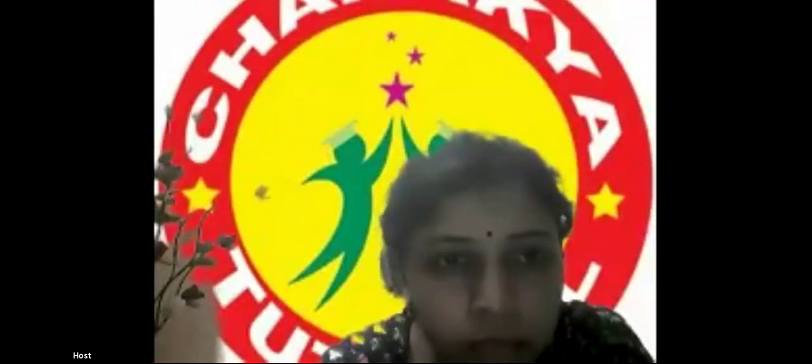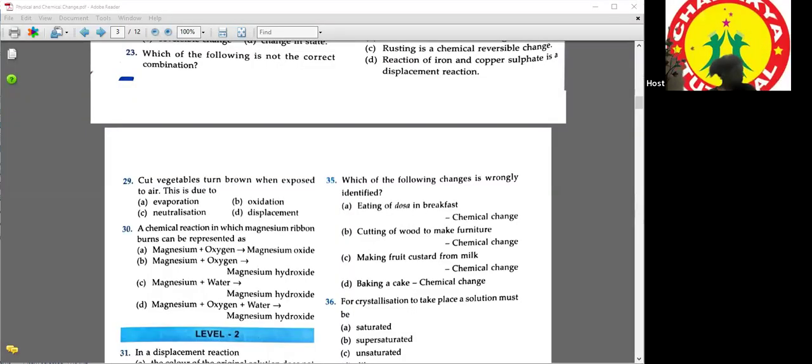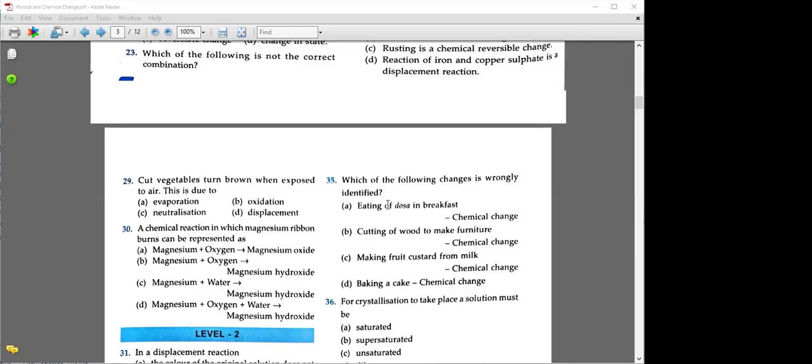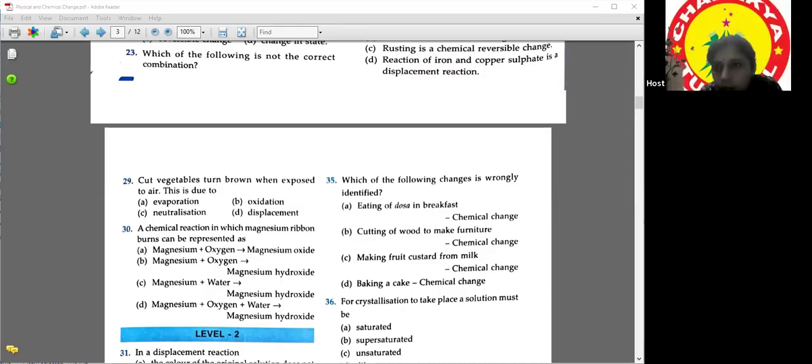The homework was to solve level 2 questions till 50. This was the homework up till 50, right? Yes, ma'am. Tell me this one, 29.